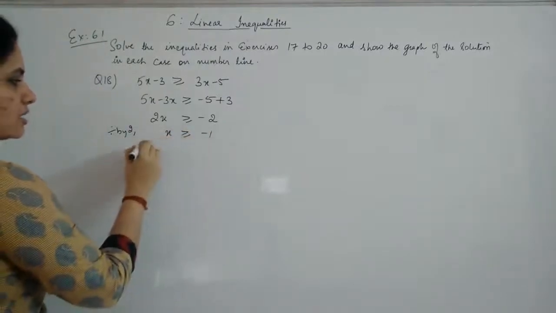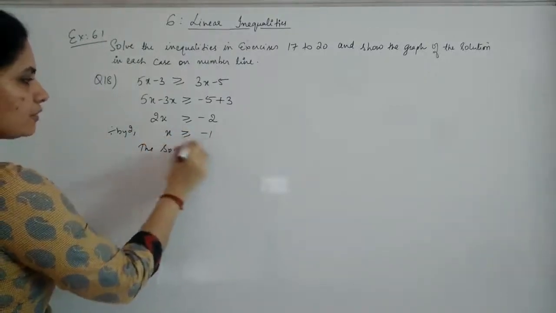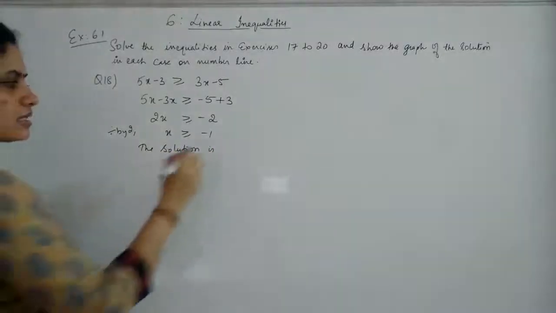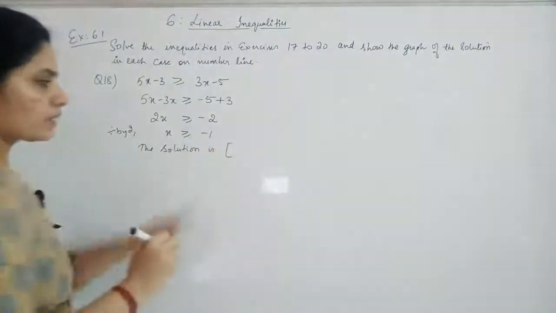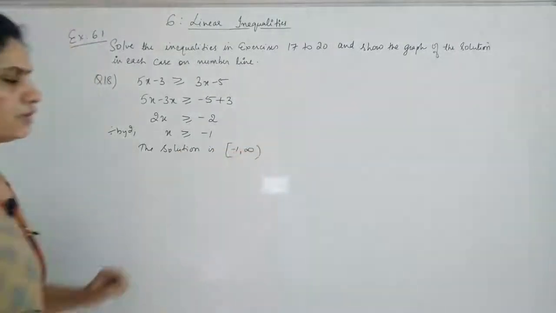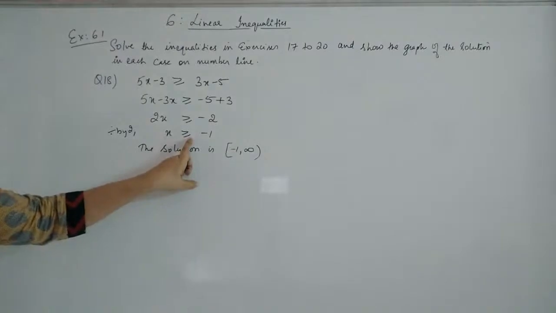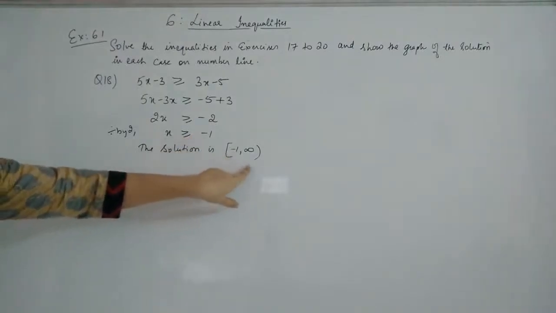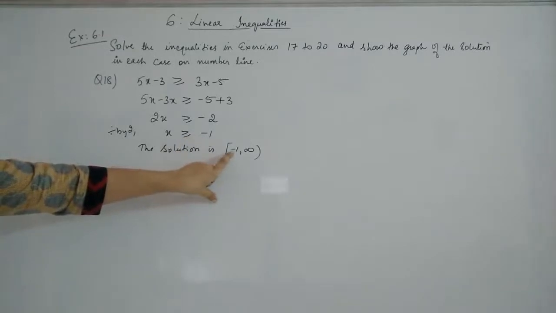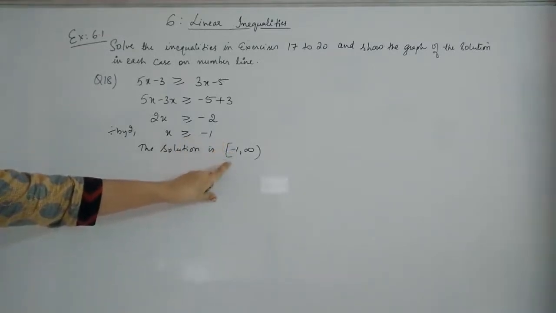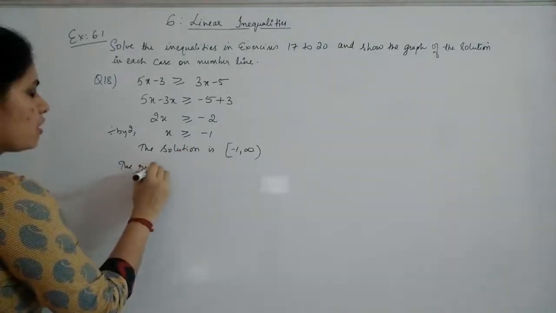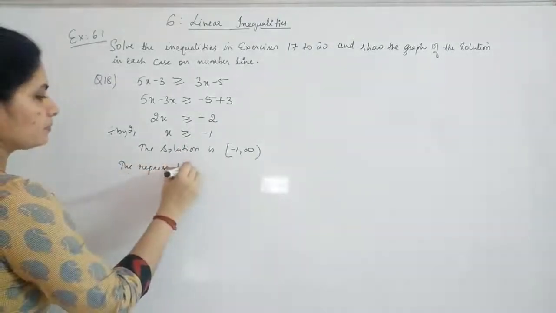Now its solution is represented as follows. The meaning of x greater than or equal to minus 1 is represented in real number form as minus 1 comma infinity. That is, minus 1 is included, since it is greater than or equal to. So this is your ordered pair like representation. Greater than or equal to minus 1 means closed bracket minus 1, infinity.